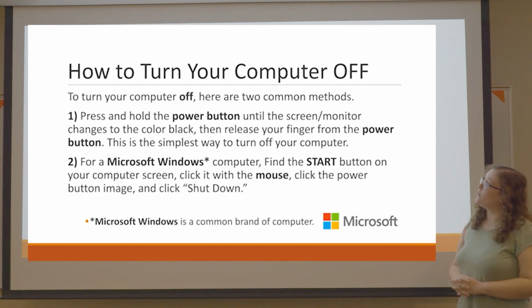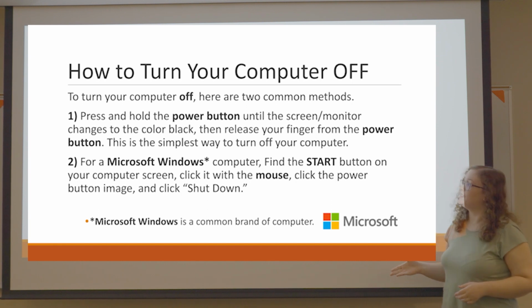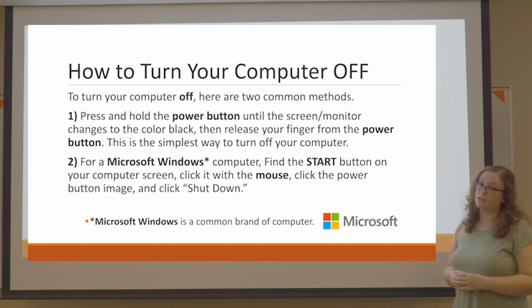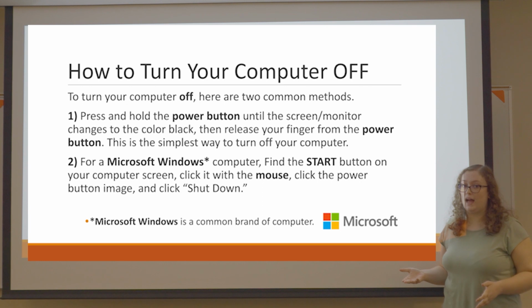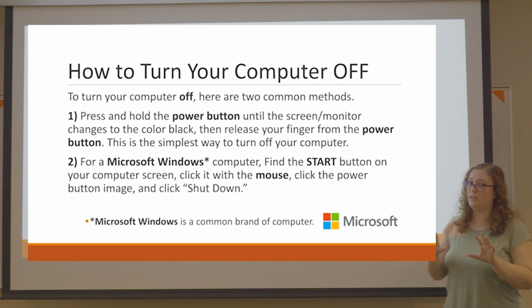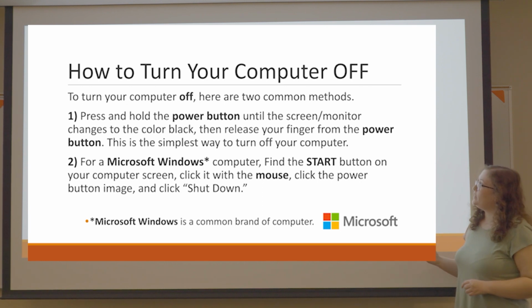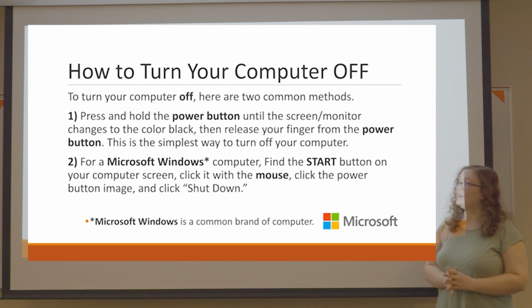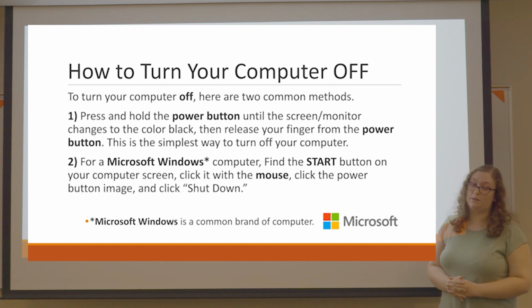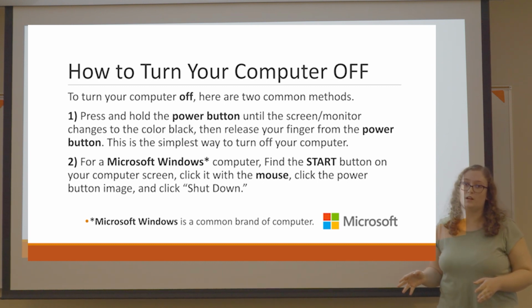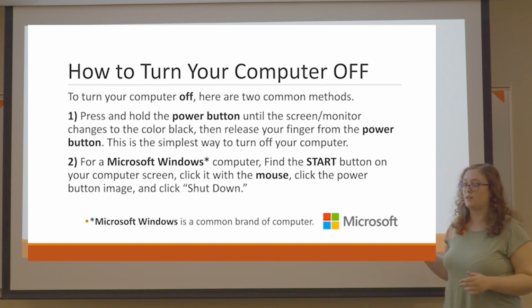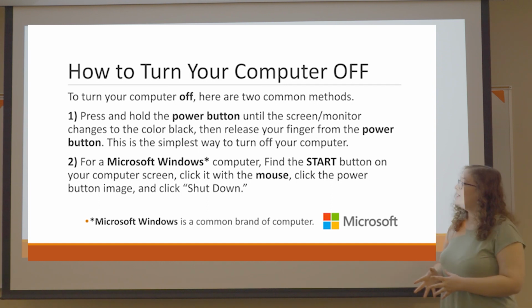So to turn your computer off, here are two common methods. Press and hold the power button until the screen or monitor goes black, or whatever was on the screen disappears, and then release your finger from the power button. This is the most common way and basic way to turn off your computer. You basically just have to press the button and then you're good to go.